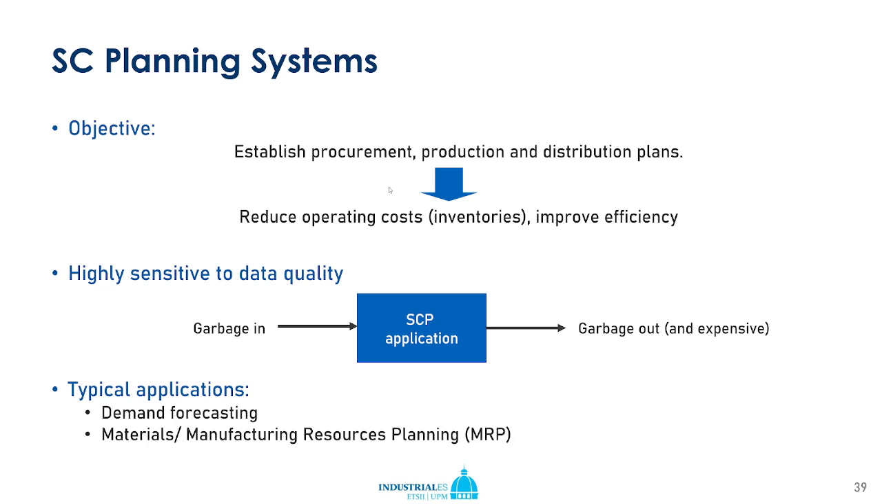So in supply chain planning systems, the objective is to establish at a high level the values or the guidelines for procurement, production, and distribution. It's to plan mainly these activities. And the idea is to be able to reduce the operating cost. For example, taking care of inventories, but not only, because we also have manufacturing costs and purchasing costs and so on. But we need to focus on efficiency so that according to this plan, when we go to the execution level, we can execute the plan with a high level of efficiency.